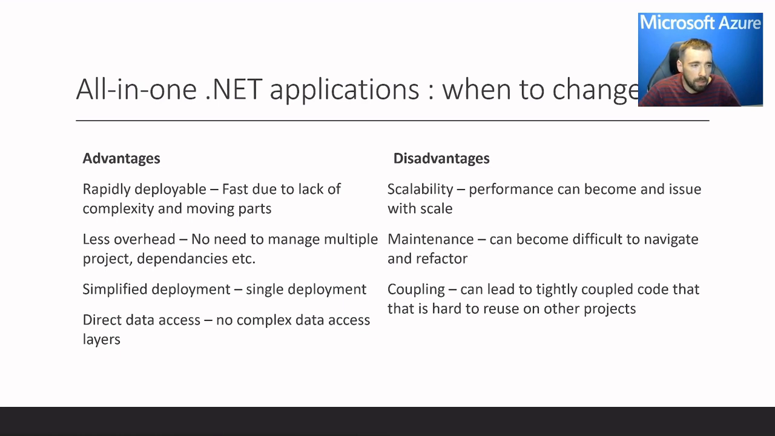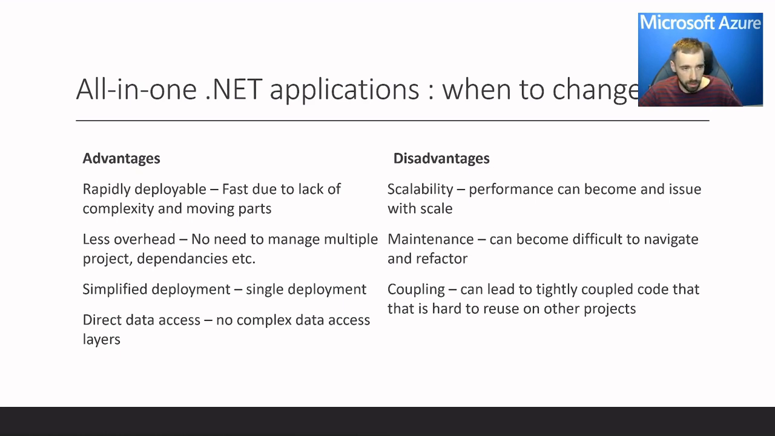Advantages: rapidly deployable due to the lack of complexity, as I mentioned, less overhead, no need to manage multiple projects and dependencies. So as we get into more of the other architectures, we're going to have multiple projects instead of just the one. We're going to have dependencies between those projects that we're going to need to manage. Of course, with an all-in-one application, we don't need to worry about this. Simplified deployment, direct data access, no complex data access layers.